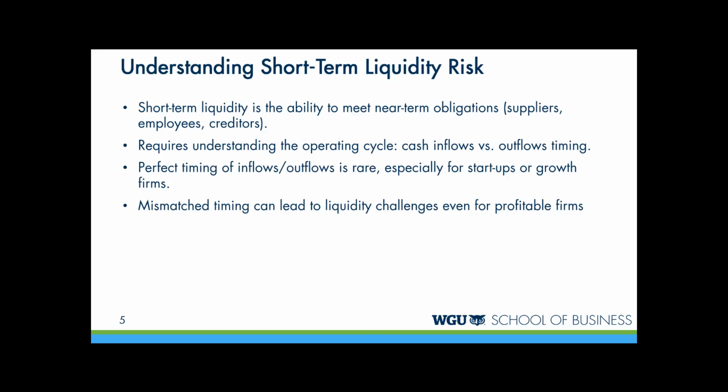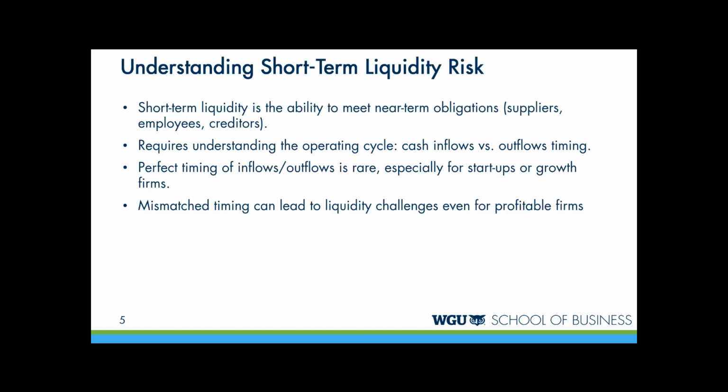In most business practices, perfect timing of inflows and outflows is rare. There's always going to be some variability involved. And that's especially true for startups or growth firms. In startups, our cash flow is primarily coming from external resources because the firm is just ramping up. It's not generating a whole lot of net income from operations at that point, so it's depending on external financing. And the timing and availability of those funds can sometimes be very variable.